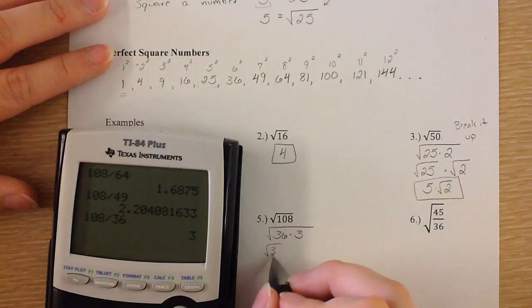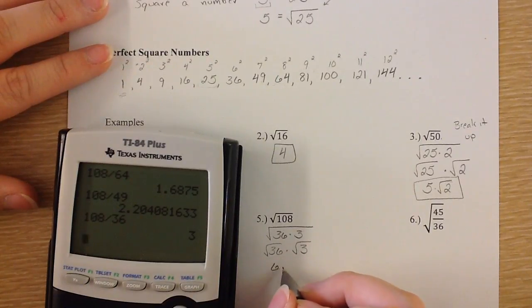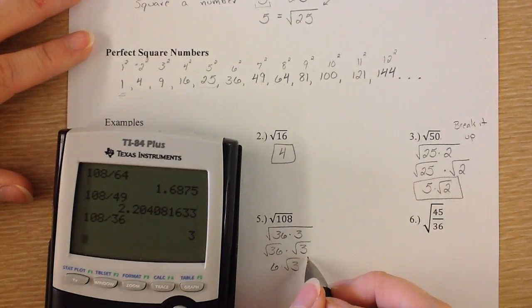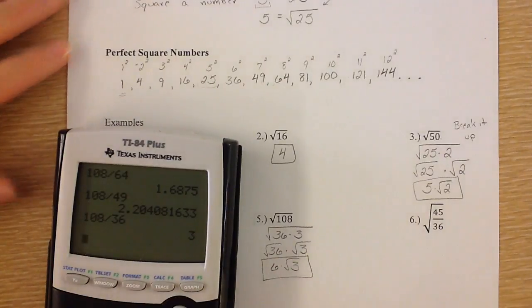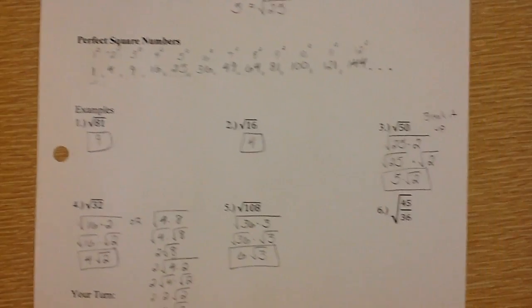So that would be the square root of 36 times the square root of 3. So we'd have 6 times the square root of 3. And then let's double check our 3. Are there any other perfect squares that will multiply in to get me 3? Nope. So we're done. 6 the square root of 3.